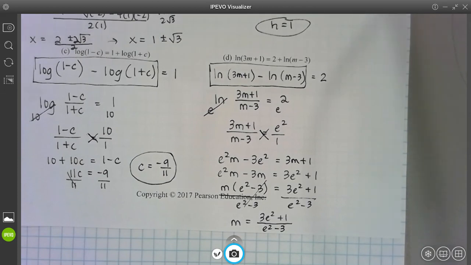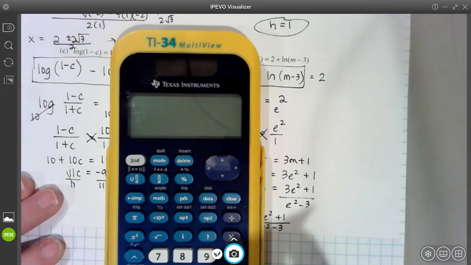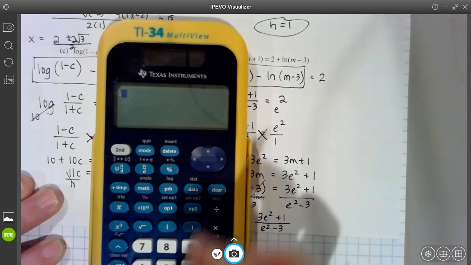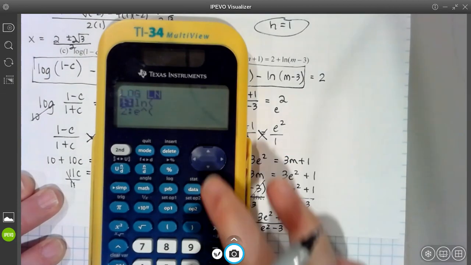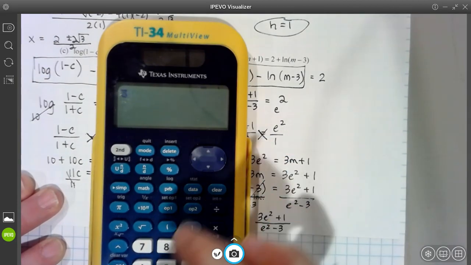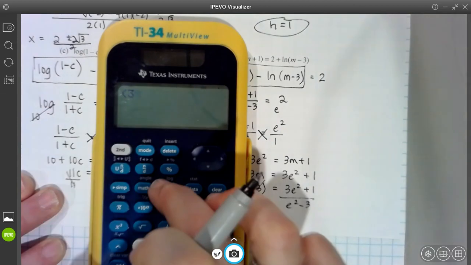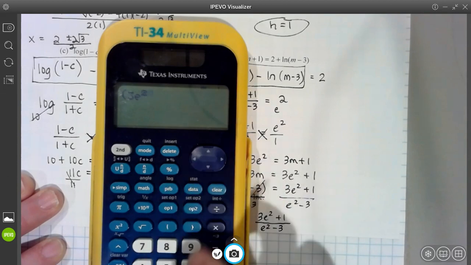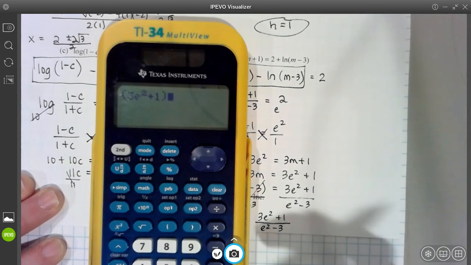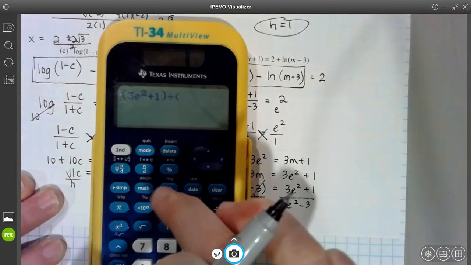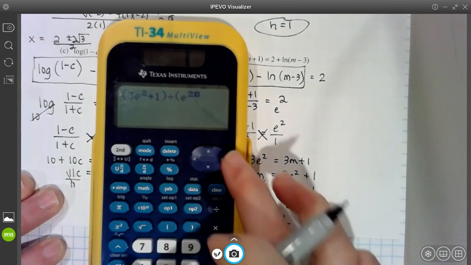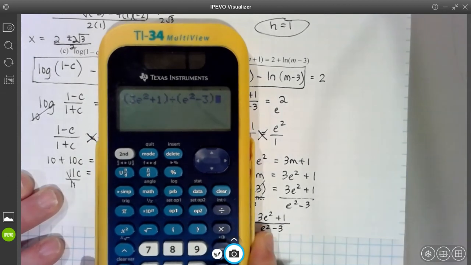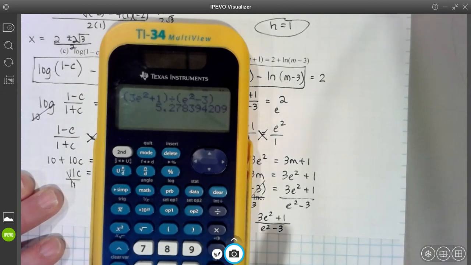And if you plug it into your calculator, guys, I don't know if I can show this. I don't have my graphing calculator. I'll put in parentheses 3e squared plus 1 divided by e squared minus 3. All right, so I have 3e squared plus 1 divided by e squared minus 3. Hit enter. It's about 5.3.